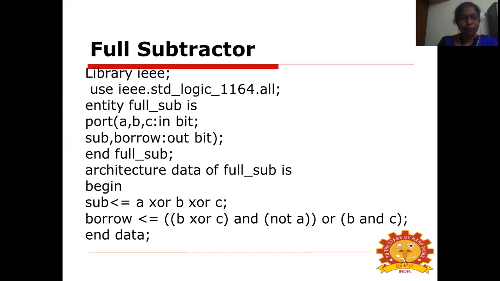Full subtractor. Library IEEE, use IEEE.std_logic_1164.all. Entity full subtractor, it has 3 input signals and 2 output signals. A is XORed with B, XORed with C, and is assigned to sub. And for borrow, it is B XOR C and A bar or B and C.